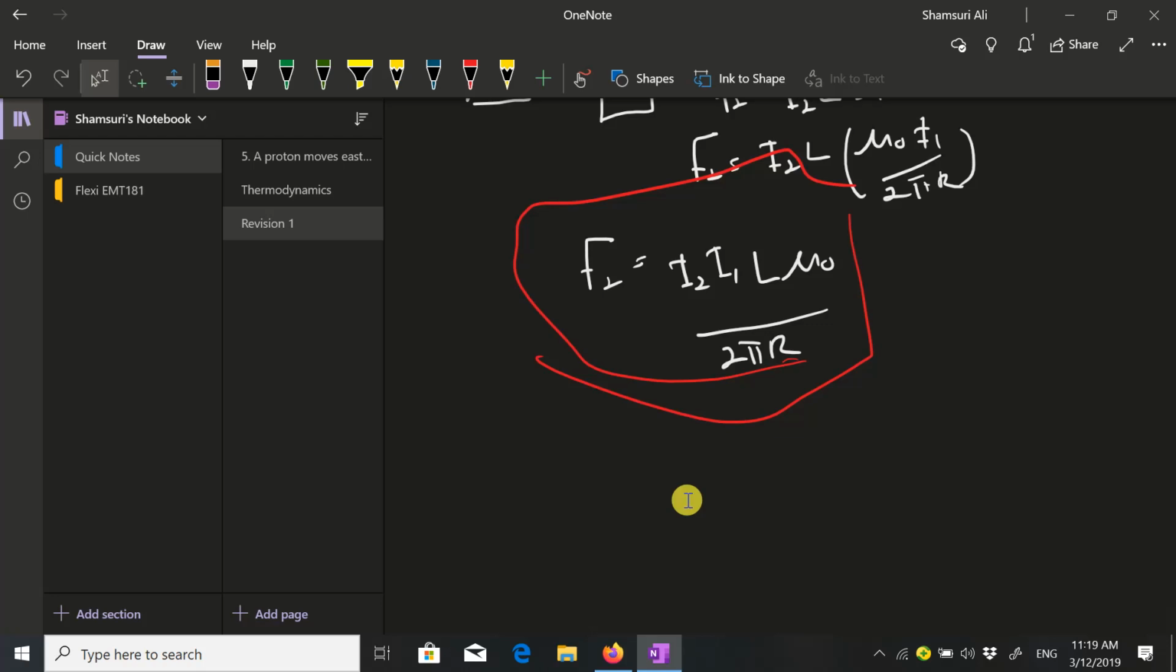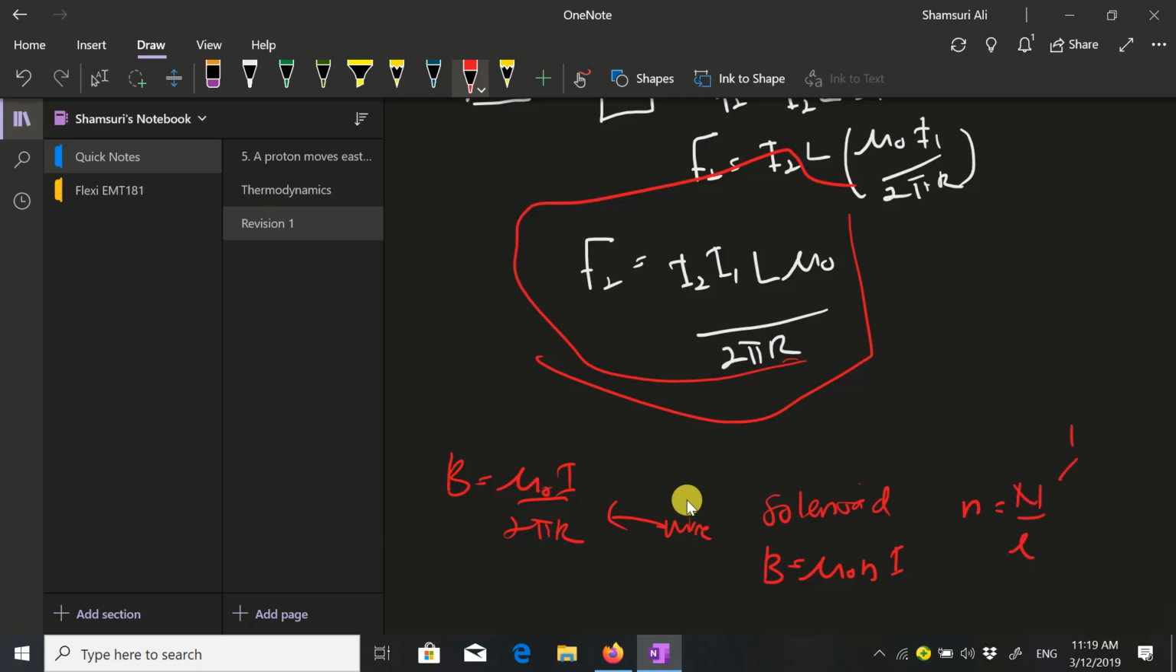We have the magnetic field B equal to mu naught I over 2 pi R, but this is for a wire. But for the solenoid, we have to use a different formula. B is equal to mu naught n I, where n here is equal to N over L.